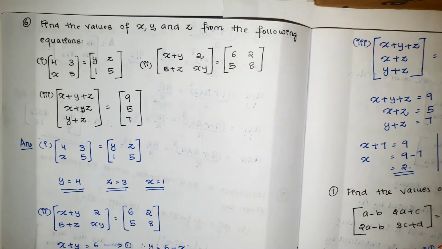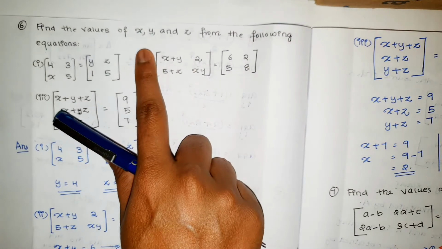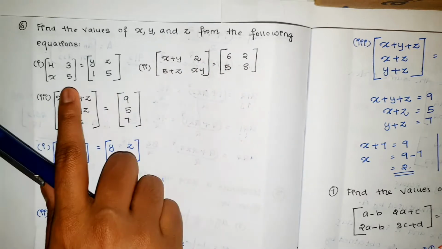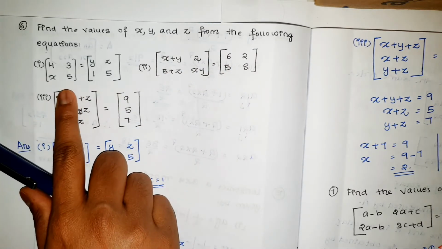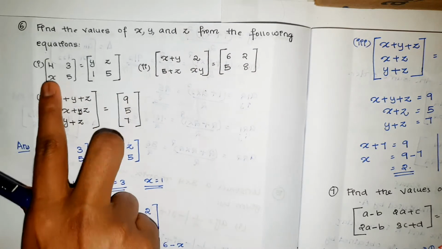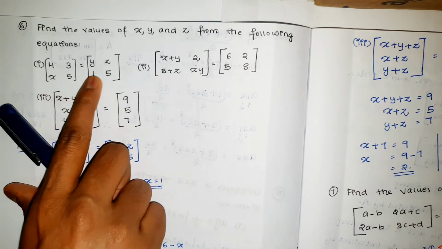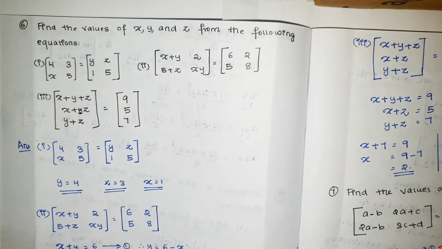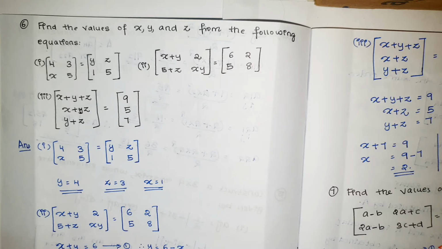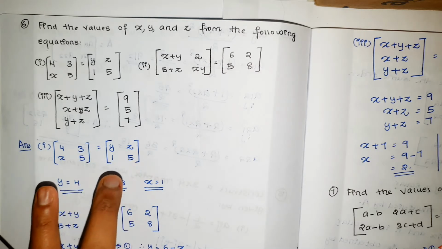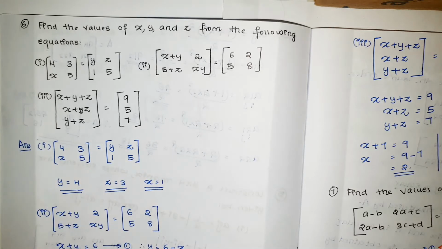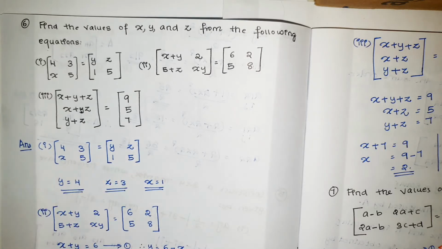Next is the sixth question. Find the values of x, y and z from the following equations. So it has been given that these matrices are equal. 4, 3, x, 5 is a matrix and y, z, 1, 5 is another matrix. It has been given that these two matrices are equal. If these two matrices are equal, then we can equate the elements of the matrix. So elements will be equal.